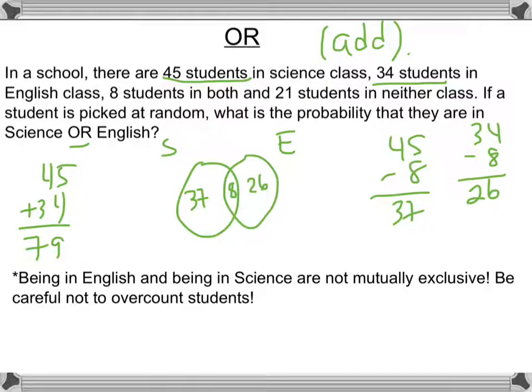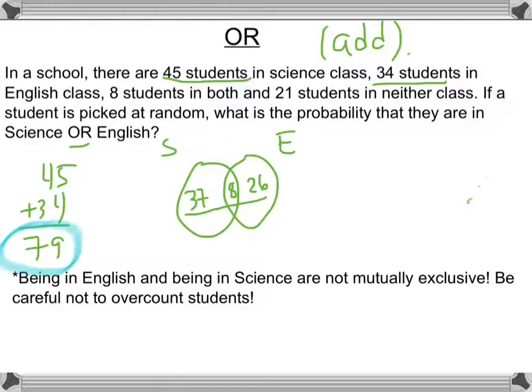Okay. And so in terms of adding them all together, I want to just add the 37, the 8, and the 26, okay? And you'll see that this figure right here has been overcounted by 8. You'll see that. All right, so 37 plus 26 plus 8.